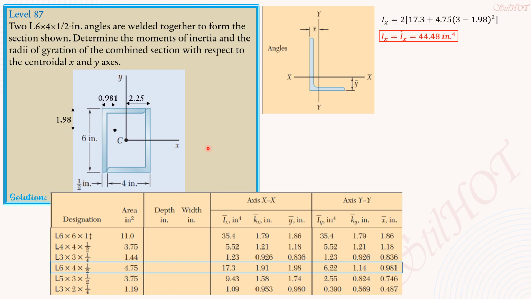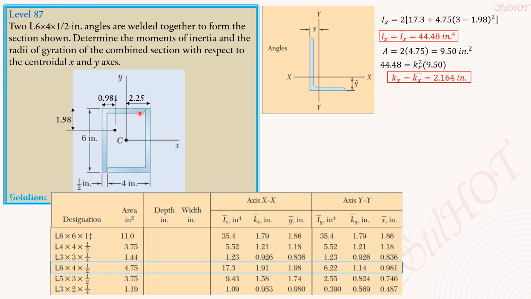For the radius of gyration, we equate I barred x to k barred x squared times area, where area is 2 times 4.75, so 9.5. So 44.48 equals k barred x squared times 9.5. So k barred x is equal to 2.164 inches.